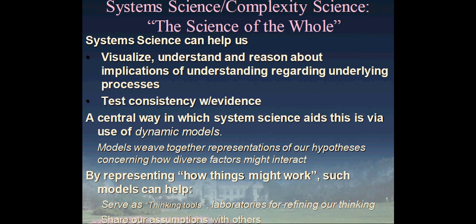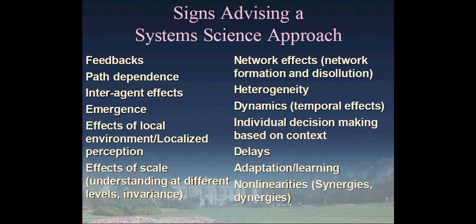It's not the only way. There are other aspects of system science, complexity science, that are also of potential interest. But a central way is through dynamic models. And these models weave together representation of our hypotheses concerning factors in the world, what we posit might be going on out there, and empirical evidence. And by representing how things might work, these models can help service these thinking tools and help us share our assumptions with others, help us collectively refine our understanding, take it out of our head, putting it in a shared place where we can look at it, critique it, refine it jointly, and more quickly discover inconsistencies about it.